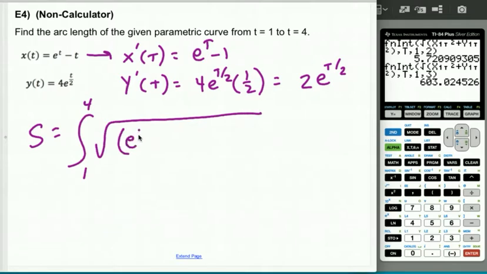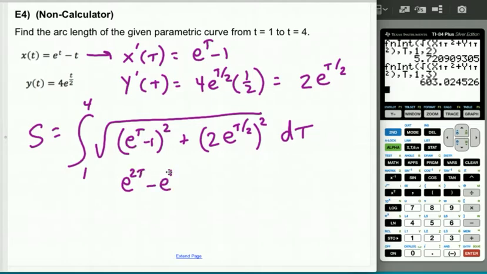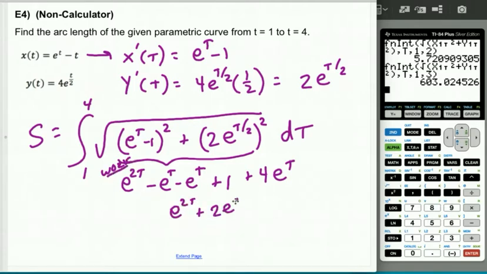So I have to have my x prime quantity squared, which we'll deal with in a sec, plus my y prime quantity squared, with respect to t. So when I FOIL this out, I'm going to get an e to the 2t minus an e to the t minus another e to the t plus a 1. And when I distribute this squared, I'm going to get plus 4e to the t. So that's what this whole inside ends up looking like. I'm just going to call this work. That seems to me to be an e to the 2t plus a 2e to the t plus a 1. This is a perfect square trinomial, because if you called e to the t u, you'd have u squared plus 2u plus 1. This is a u plus 1 quantity squared.